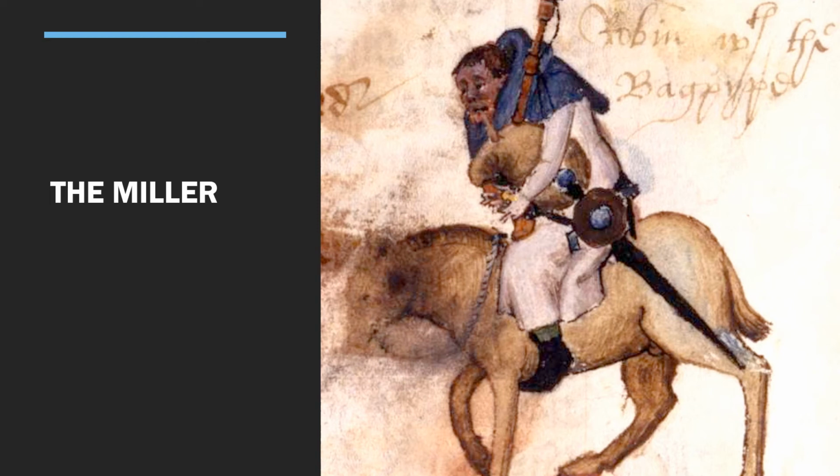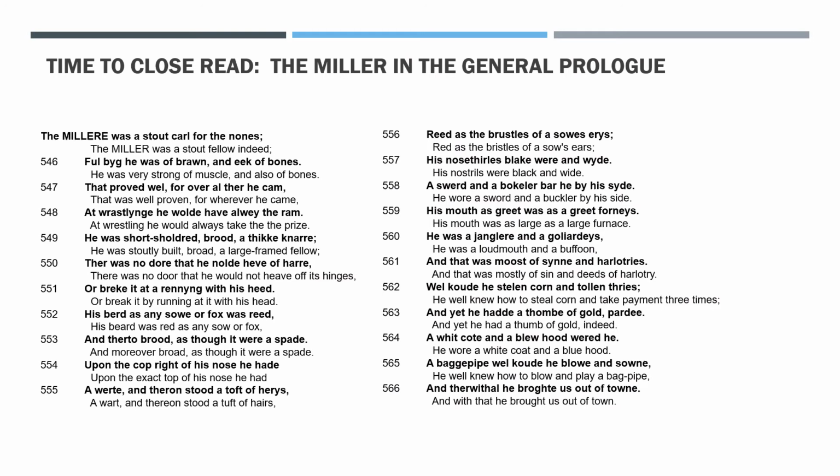That is our storyteller for this tale. All right, so I want to start our close reading by looking at the description of the Miller from the General Prologue. Now, in the General Prologue, Chaucer gives us a description of all the pilgrims on their way to Canterbury, and this is the Miller's description.